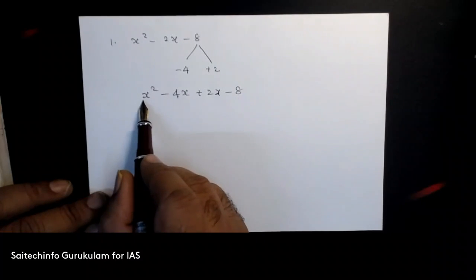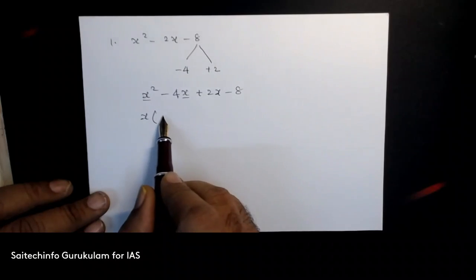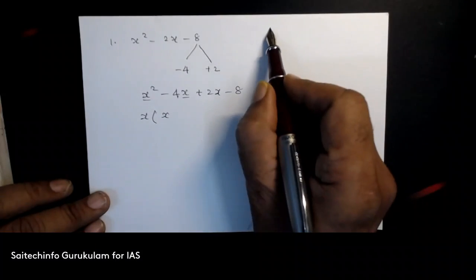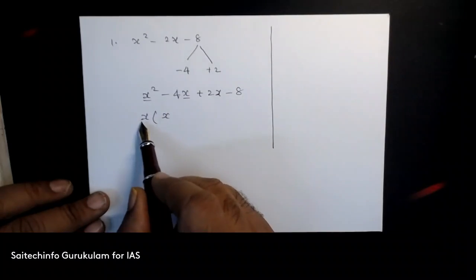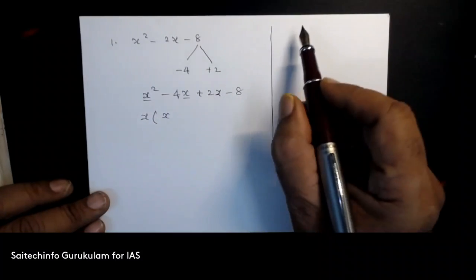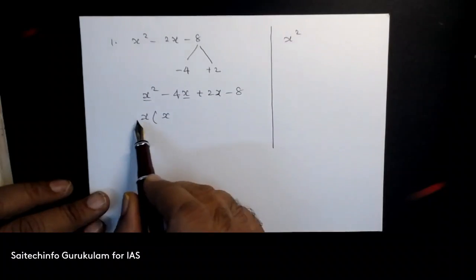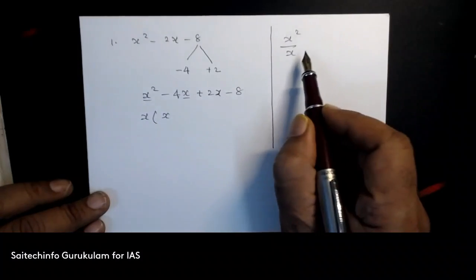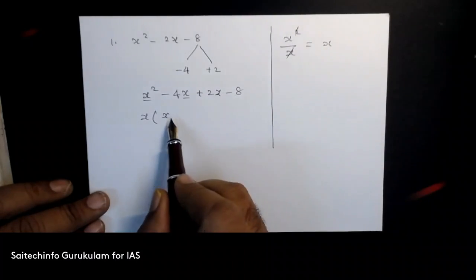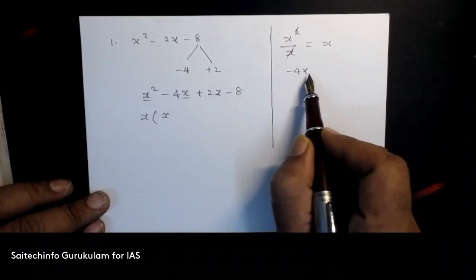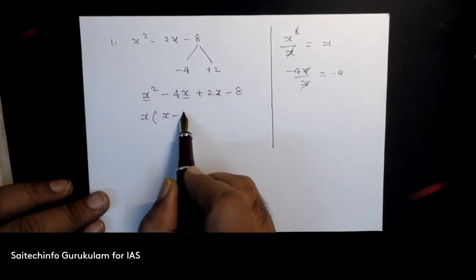Now x being common, that can be taken outside the bracket. So when you take outside the bracket, it means you are dividing by that greatest common divisor. So you have x squared, that is the first term. You are taking x outside, so divide by that. So you are able to get x. So you can put x. Then minus 4x divided by x, cancel, minus 4. So you can put minus 4.